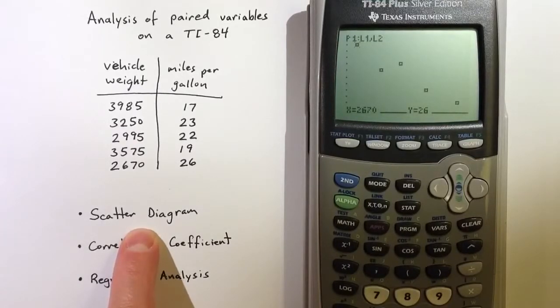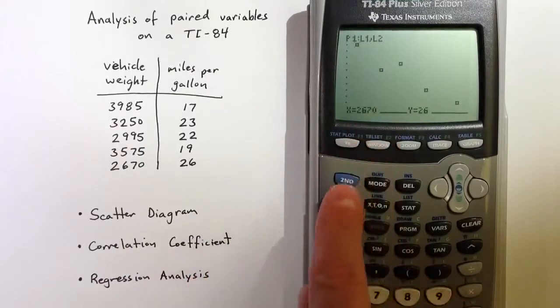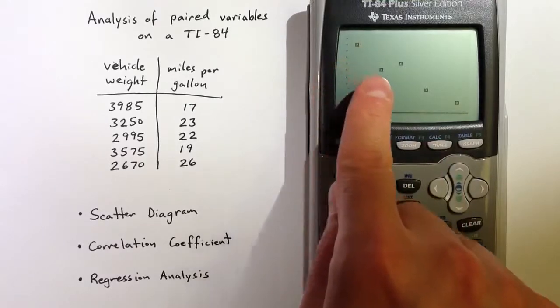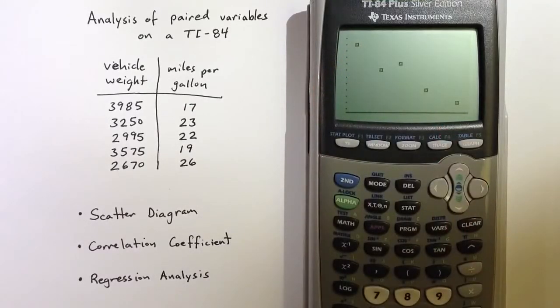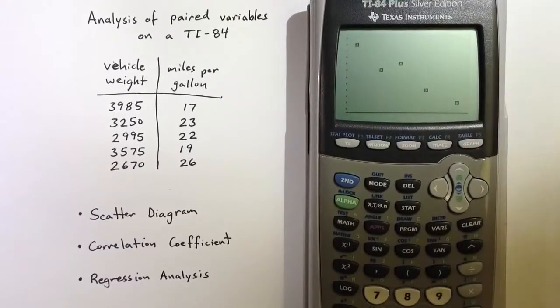An important value is the correlation coefficient, in particular when data seems to have a linear trend, so there seems to be a line that the data follows. The correlation coefficient can help us measure how strong that linear trend is. To calculate that with the TI84 graphing calculator, we're going to do regression analysis.